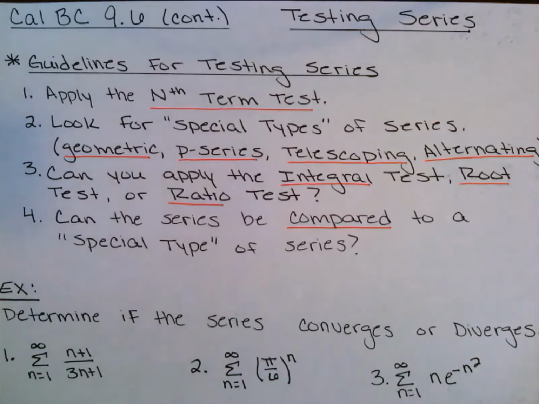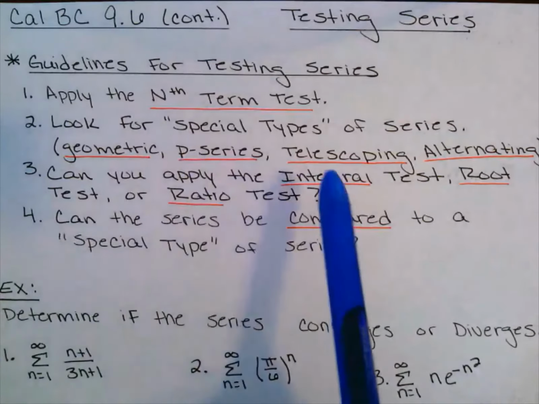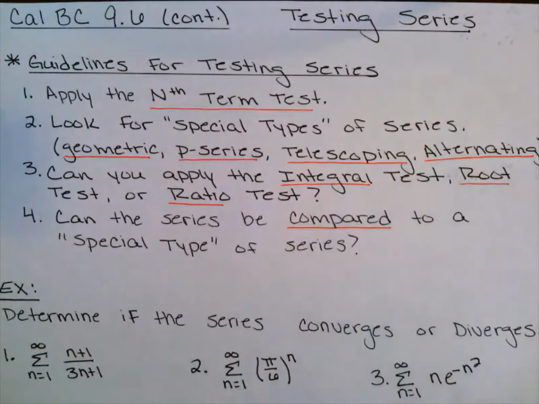So here are some quick guidelines. Always try to apply the nth term test first. It's a quick and easy foolproof method to check for divergence, okay? Then you want to look for the patterns in those special types of series like geometric, p-series, telescoping, and alternating. Those are the easiest ones to visually catch, okay?